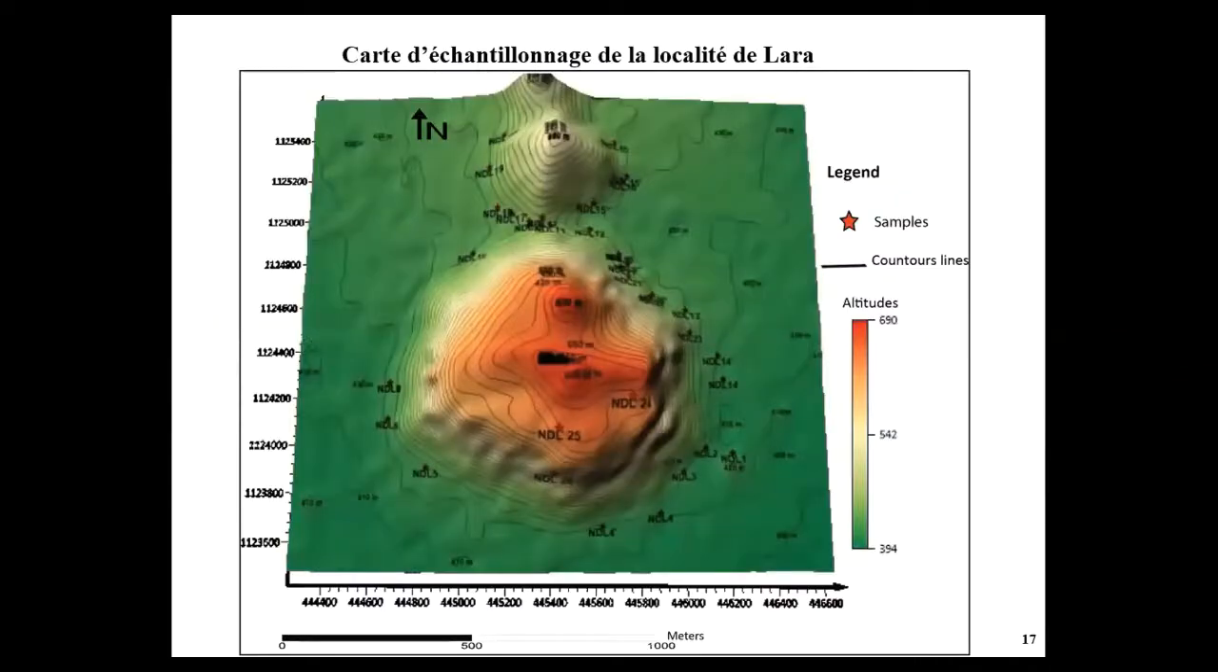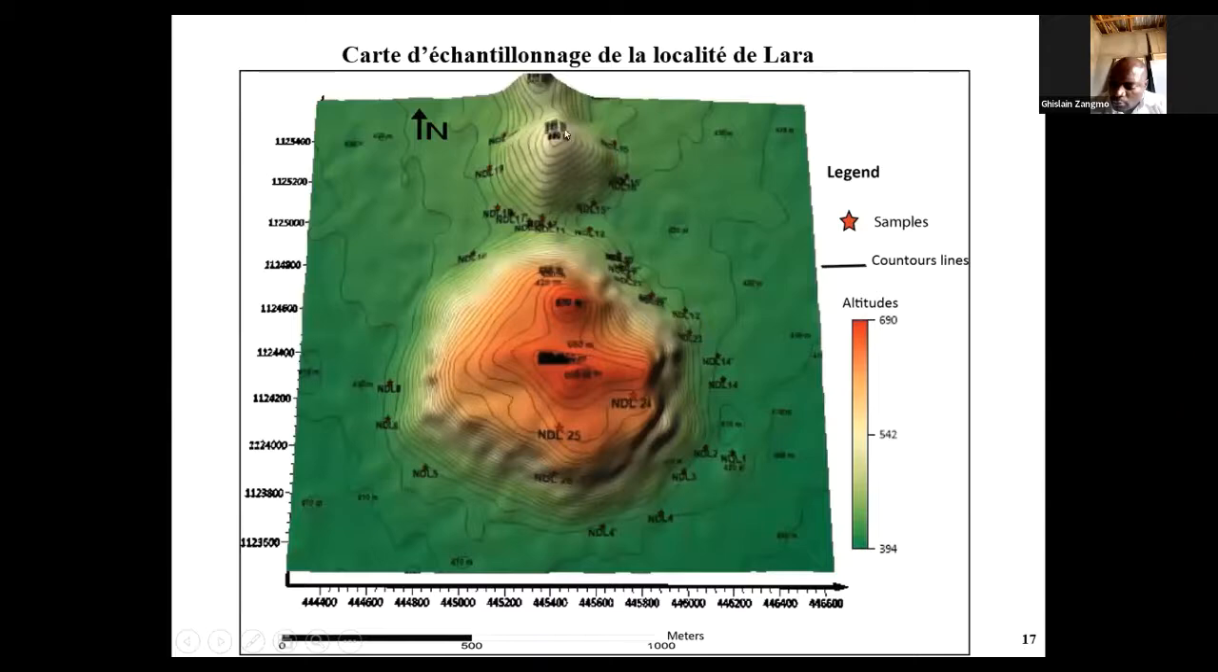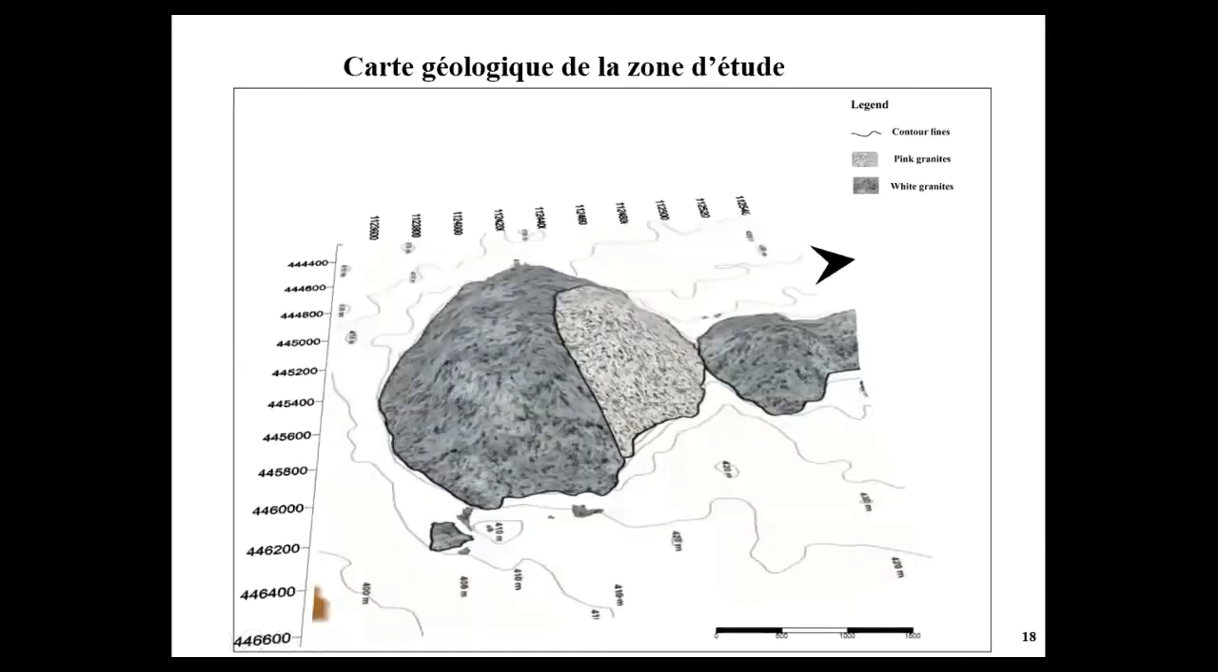Et là, nous avons notre carte de la distribution de nos échantillons. Nous pouvons voir les différents points d'échantillonnage sur notre massif dans la localité de Yara. Et nous avons proposé une carte géologique. Là, nous avons les granites blancs, les granites roses et les aplites.